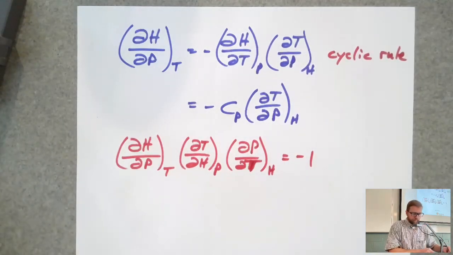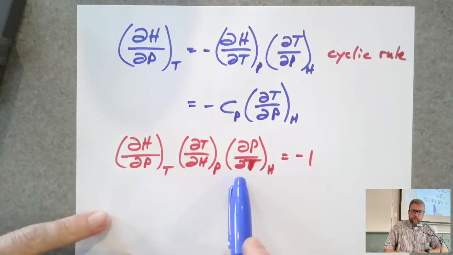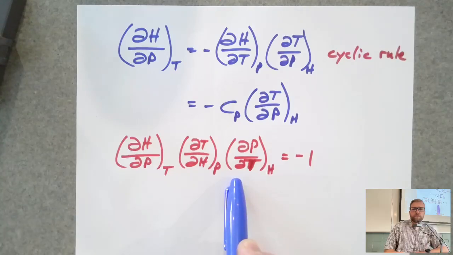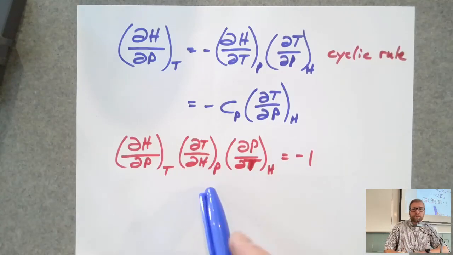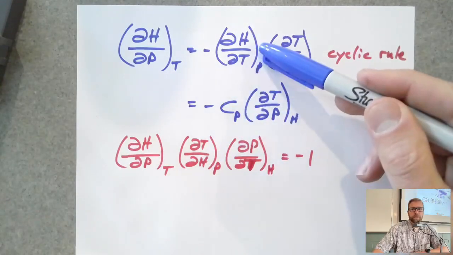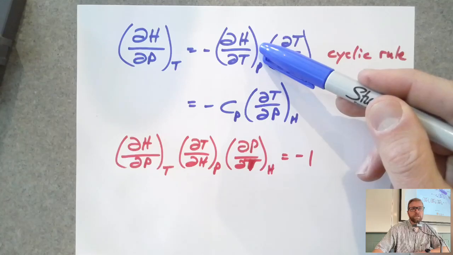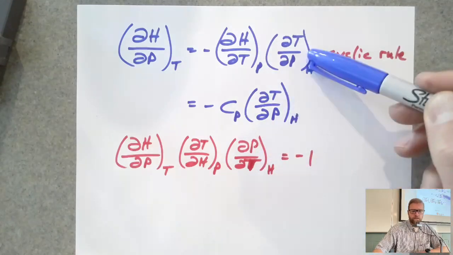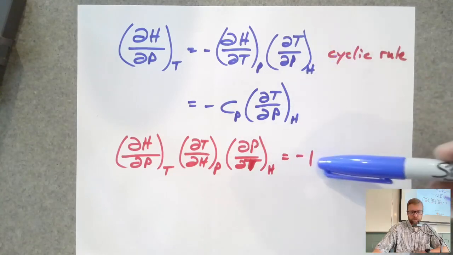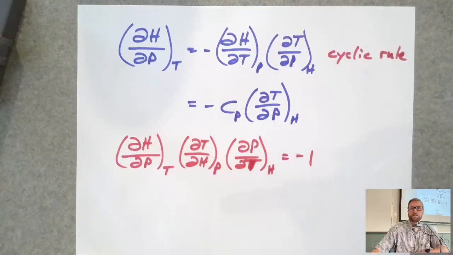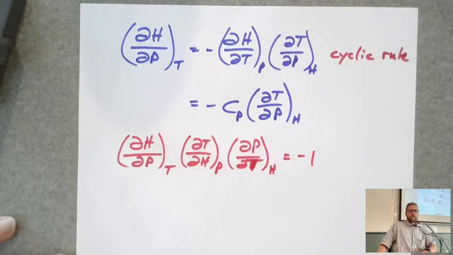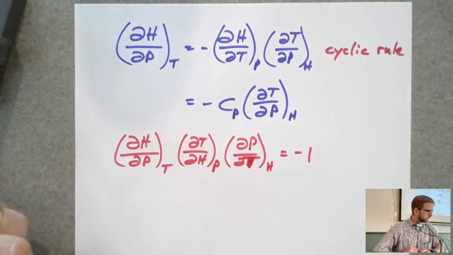And if you take these two partial derivatives here, you can move them to the other side of the equation by multiplying by their inverses. And notice these are just the inverses of those, right? This and that are inverses, and then this and that are inverses. So there's sort of a back door to get here, which is the cyclic rule.